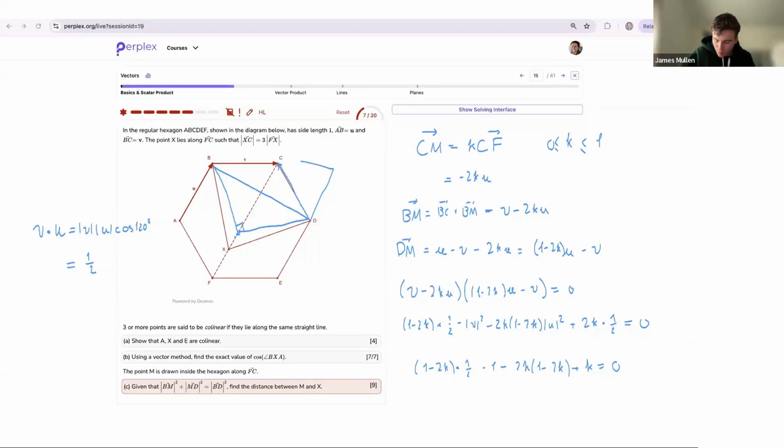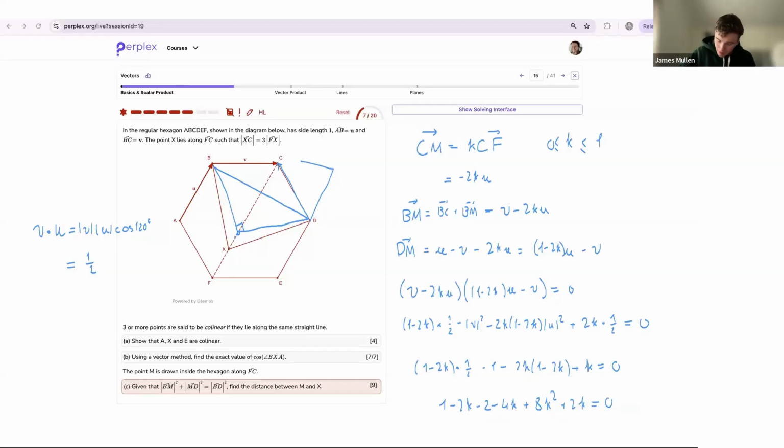I'm going to multiply both sides by 2. It's going to be a little bit easier. I have 1 minus 2k minus 2, then minus 4k plus, now it's going to be plus, it would have been 4k squared. Now it's going to be 8k squared because I multiplied by 2. So plus 8k squared plus 2k is equal to 0.